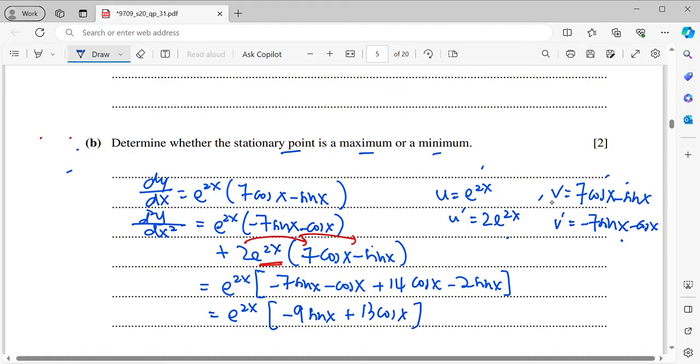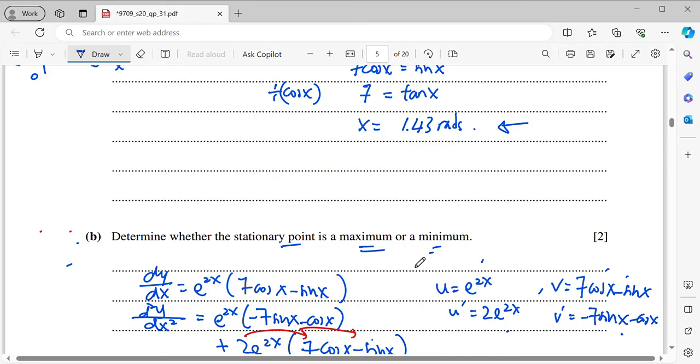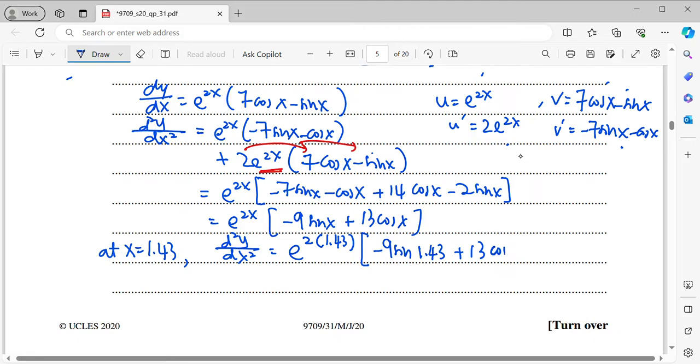Okay, so to determine whether it's a maximum or minimum point, look at the x here. So this x must be substituted into your expression for d squared y over dx squared. So I will replace the x by 1.43. Right, so at x equals 1.43, d squared y over dx squared is going to be e^(2 times 1.43) multiplied with minus 9 sin 1.43 plus 13 cos 1.43. So remember to calculate all this using radians mode.